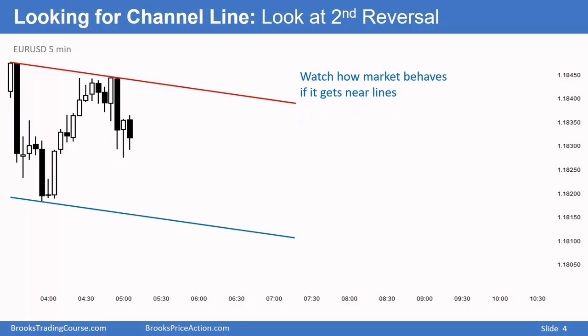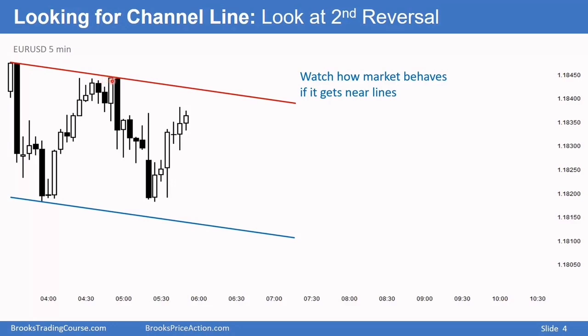What will the market do if it gets down to this blue line? Will it break strongly through it? Will it bounce up and test the upper line? We got near it and we reversed up. In fact, we did not even fall below this low. We have a higher low, so now we have a double top.